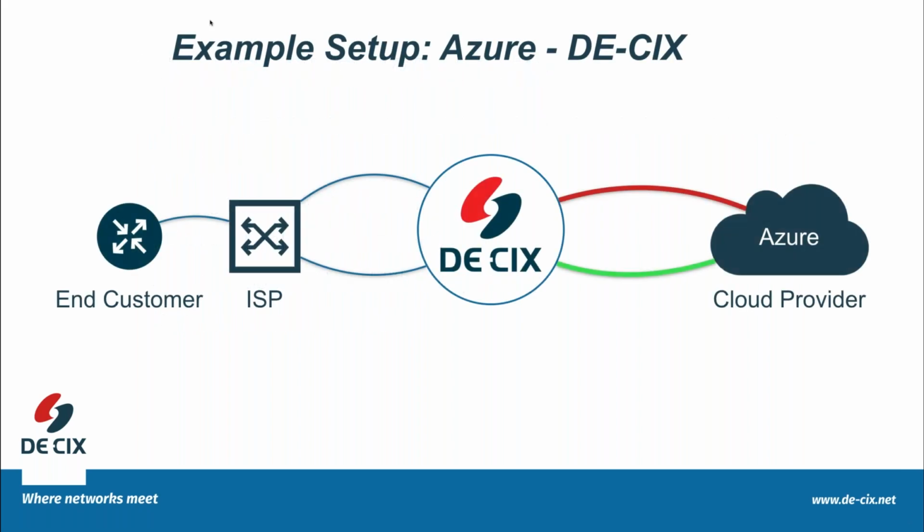We have here on the left-hand side a typical end customer connecting with a router to an ISP. The ISP is connected, ideally via two redundant links, to DE-CIX, and DE-CIX has a connection to the cloud provider via two completely separate links. In Microsoft Azure terms, this is called the primary and the secondary link. And if the end customer books the cloud service, we always deliver two connections, one via the primary link and one via the secondary link.